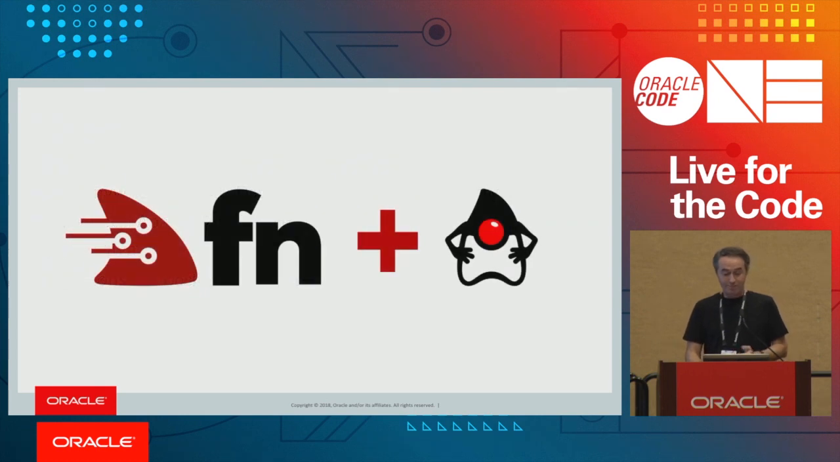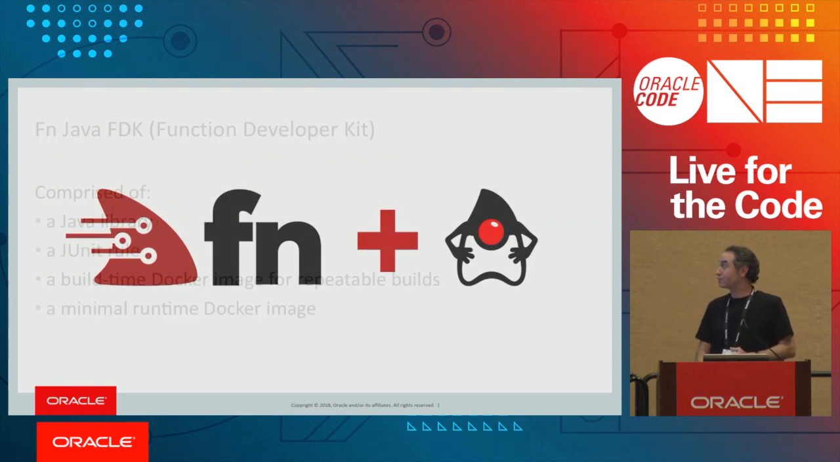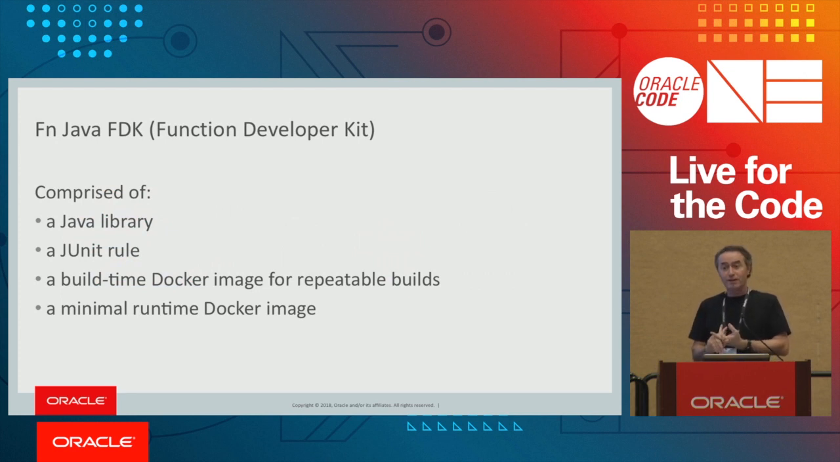Okay, so let me talk about FN and Java, the combo here. We have these function developer kits. You don't have to use our little libraries, but we have these kits that help you develop functions easily. We have a Java FDK, a Go FDK, a Ruby FDK, Python, Node. There are five of the most popular languages with a function developer kit. The Java one is essentially a library you include in your application, and you ask it to handle input-output for you. It handles the protocol of receiving requests from the FN server, which is going to call your function when someone calls your function.